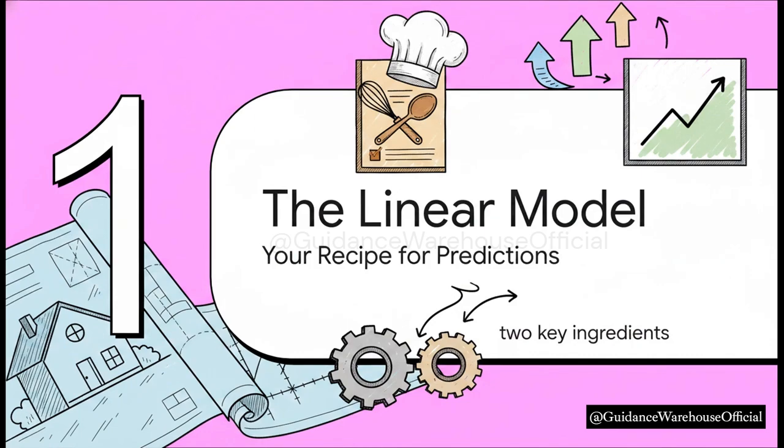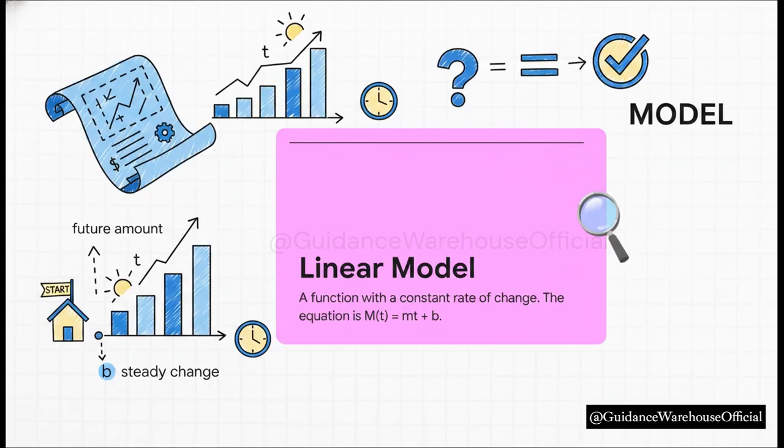Okay, first things first, let's talk about our main tool. I want you to think of a linear model as a recipe. It's super simple. It only has two key ingredients. But once you know what they are, you can build a prediction for pretty much any situation that has a constant rate of change. And here is that recipe. M of t equals mt plus b.